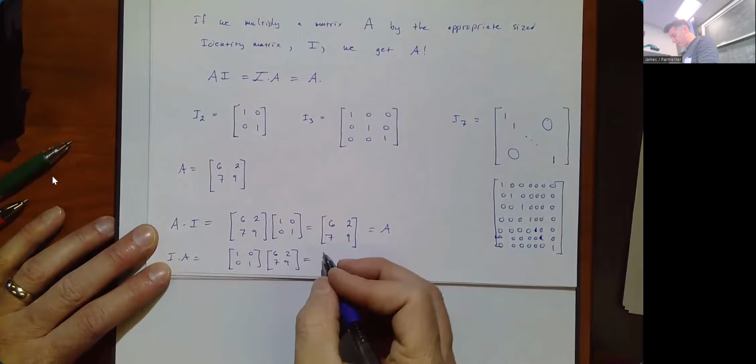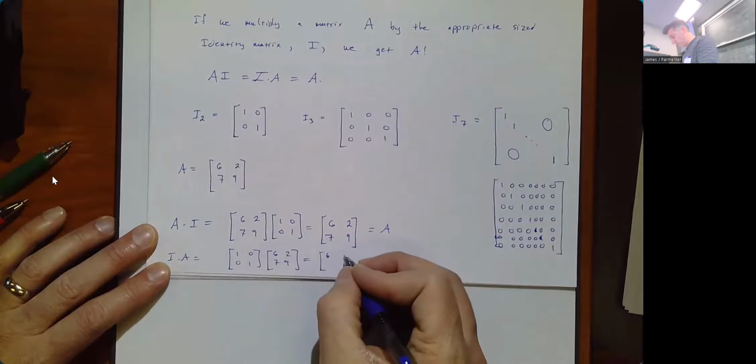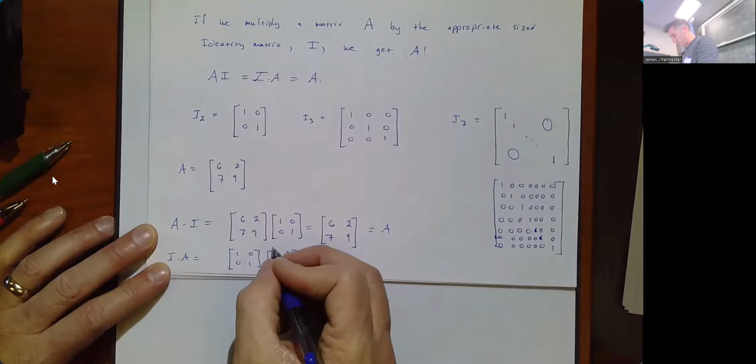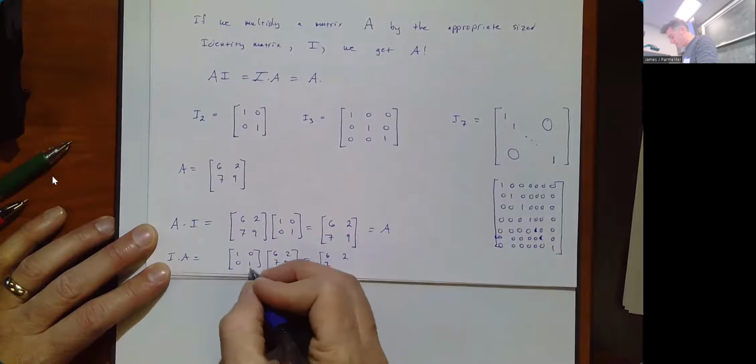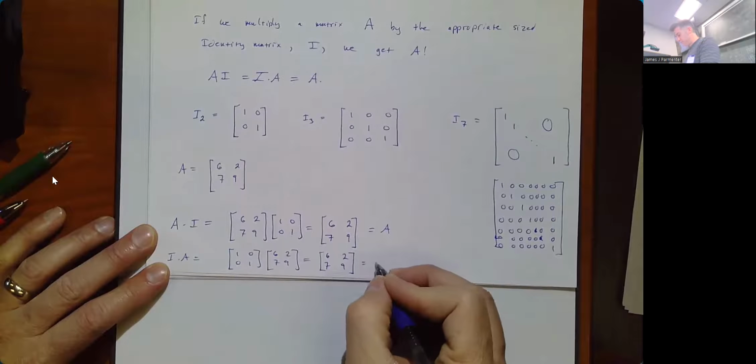1, 0 dotted with 6, 7 is going to give you 6 plus 0. 1, 0 dotted with 2, 9 is going to give you 2 plus 0. 0, 1 dotted with 6, 7 is going to give you 0 plus 7. 0, 1 dotted with 2, 9 is going to give you 0 plus 9. Same result.